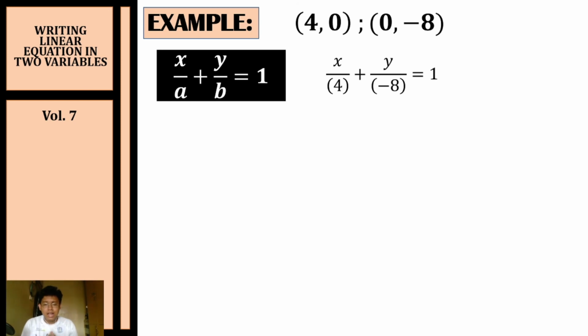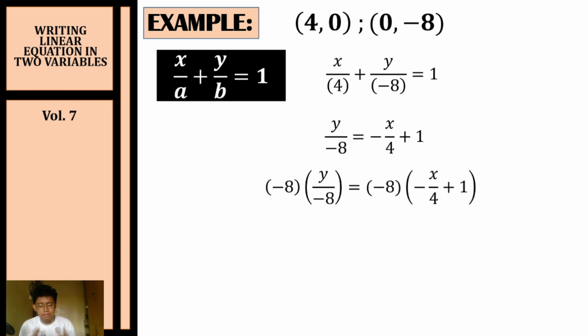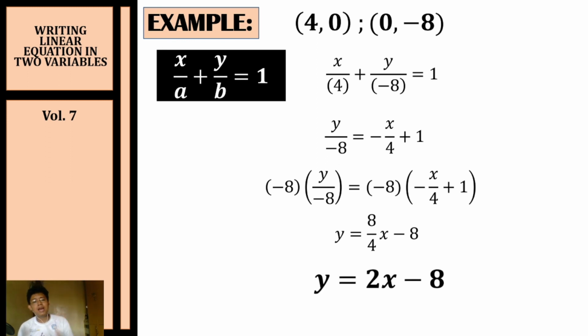Now, let's transfer x over 4 to the other side of the equation by subtracting both sides by x over 4. So we will have y over negative 8 is equal to negative x over 4 plus 1. Then let's multiply both sides by negative 8. Cancel our negative 8 for our denominator y. And for the right side, let's distribute negative 8 to each term. So we will have y is equal to 8x over 4 minus 8. Now, let's simplify if possible. So, simplifying this, we will have the equation of the line y is equal to 2x minus 8.